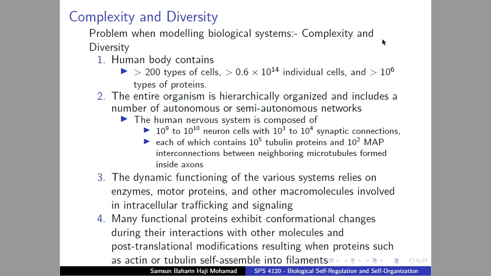This is just like in our body. Even though we have cells, certain cells are in, let's say, the heart organ, the lung, and that will depend on whether the system is autonomous or not. The lung system or respiratory system. In this case, the human nervous system is composed of 10 to the power of 9 to 10 to the power of 10 neuron cells with 10 to the power of 3 synaptic connections, and each of which contains 10 to the power of 5 tubulin proteins and 10 to the power of 2 MAP interconnections between neighboring microtubules formed inside the axon.